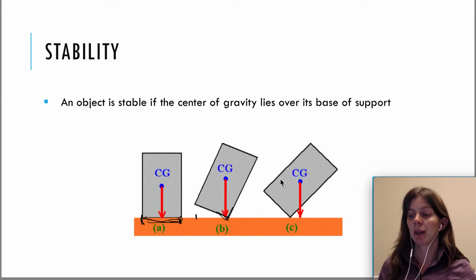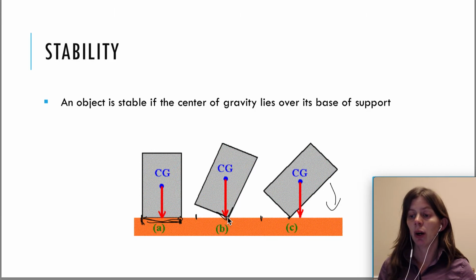But now if it's angled slightly more, now the center of gravity, if you extend that line downward, it does not extend over the base of support, which was over here on the left. So what this means is that this object will definitely tip. It's not going to be stable. So in order to know if an object is going to tip or not, just look at the center of gravity and extend it downward and see if that point is supported.